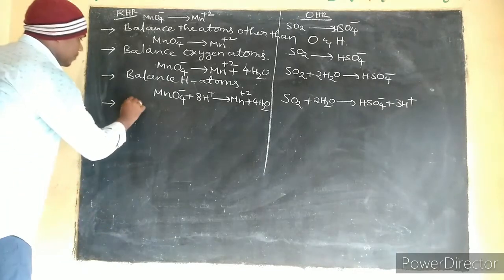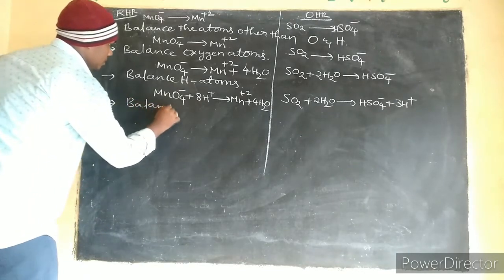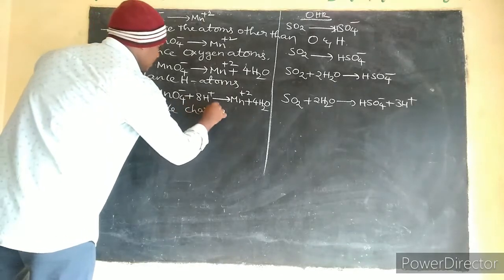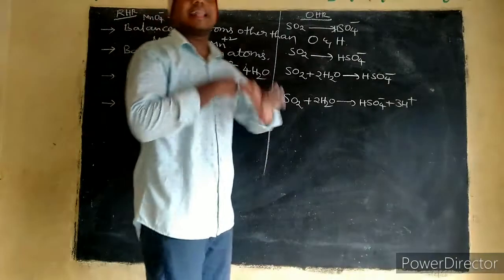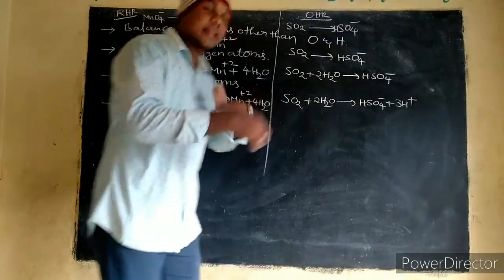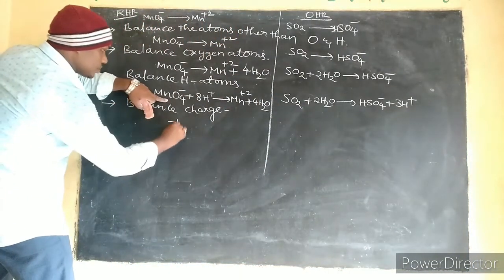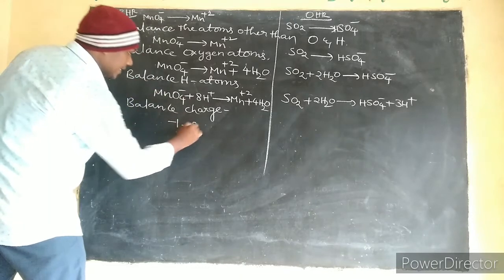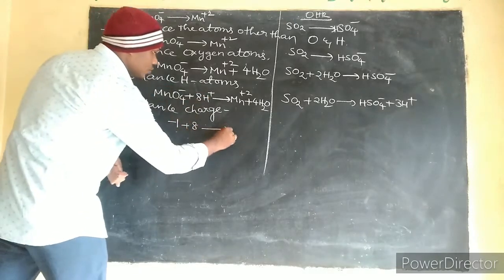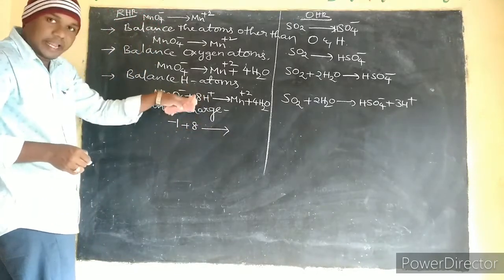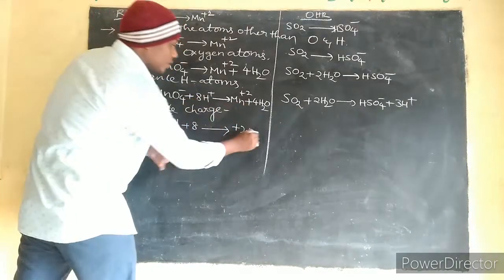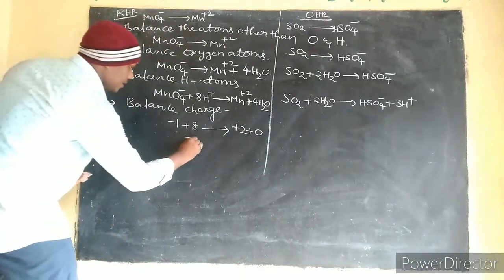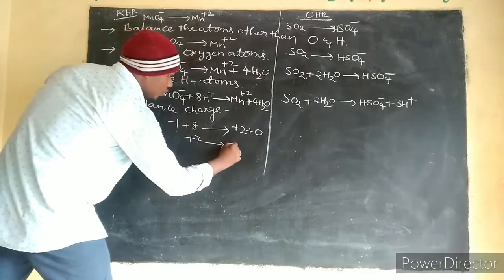Balance charge. Charge means we have to add a number of electrons. Here, minus 1 plus 8, so how many pluses? 8 pluses, so plus 8. And here plus 2. And this is the neutral molecule, so 0. Correct? Here plus 7 goes to plus 2.